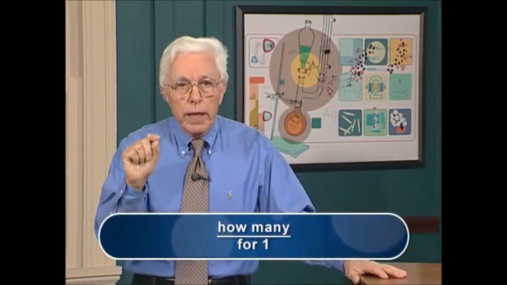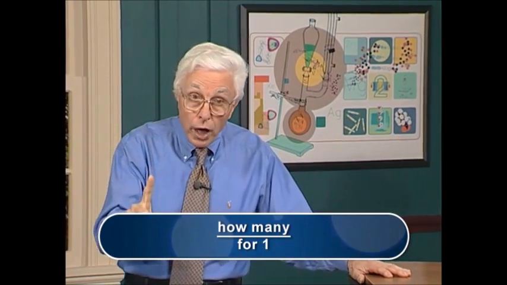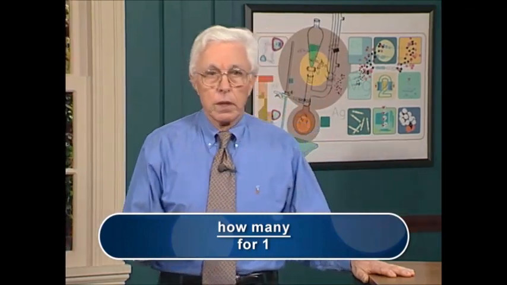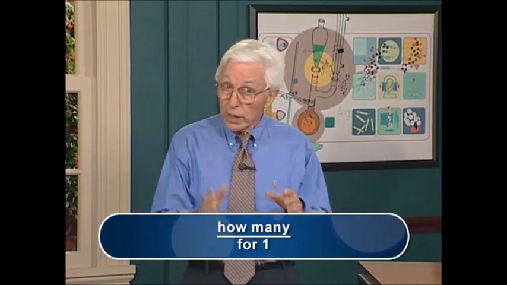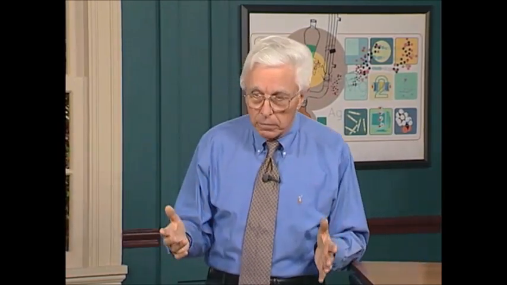Anytime you have a "this per that," it's telling you how many you have of whatever you've written in the numerator for 1 of whatever you've written in the denominator. That sounds like a pretty simple idea, but it's really important that you understand that. And we're going to come back to this idea time and time again.